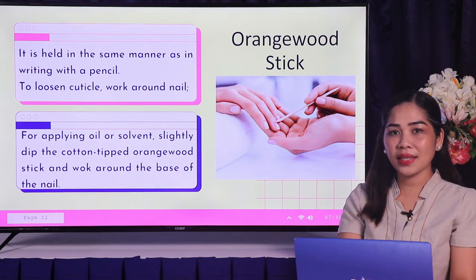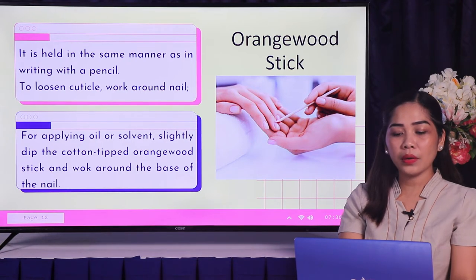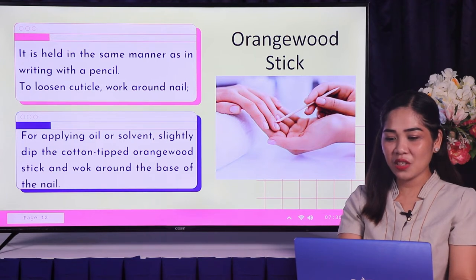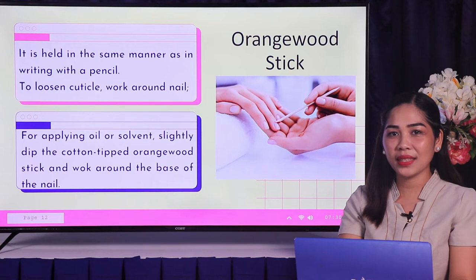To loosen the cuticle, work around the nail when applying oil or solvent. Slightly dip the cotton-tipped orange wood stick and work around the base of the nail. To clean under the free edge of the nail, work from the center towards each side. Apply gentle pressure so the live tissue at the root of the nail will not be injured.